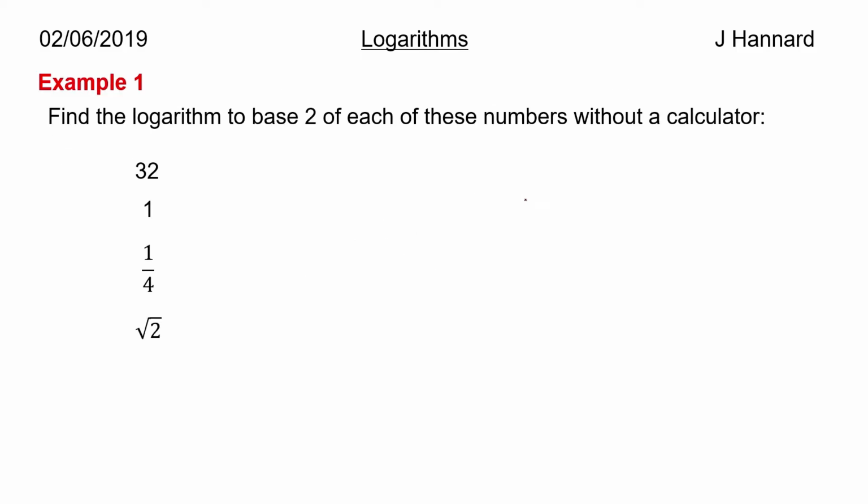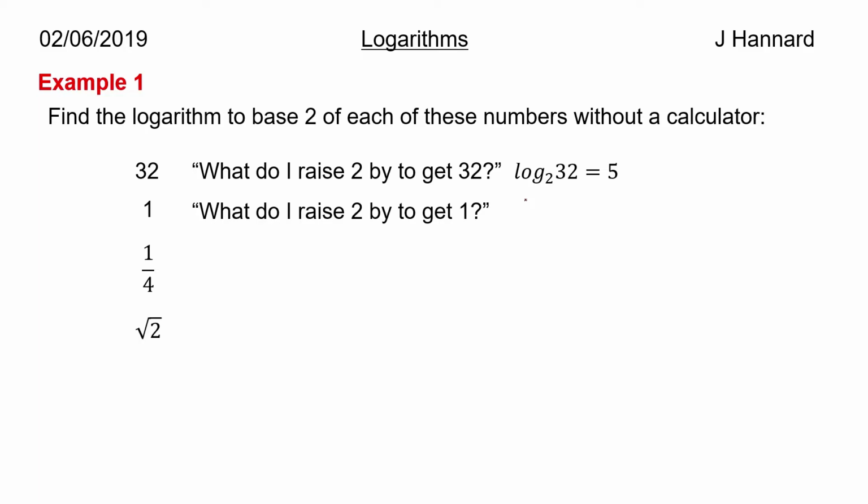So find the logarithm to base 2 of each of these numbers without a calculator. So 32, what do I raise 2 by to get to 32? Log 2, 32 equals 5, because 2 to the 5 is 32. So for 1, what do I raise 2 by to get 1? Log 2, 1 equals 0, because 2 to the 0 is 1. Anything to the power of 0 is 1.